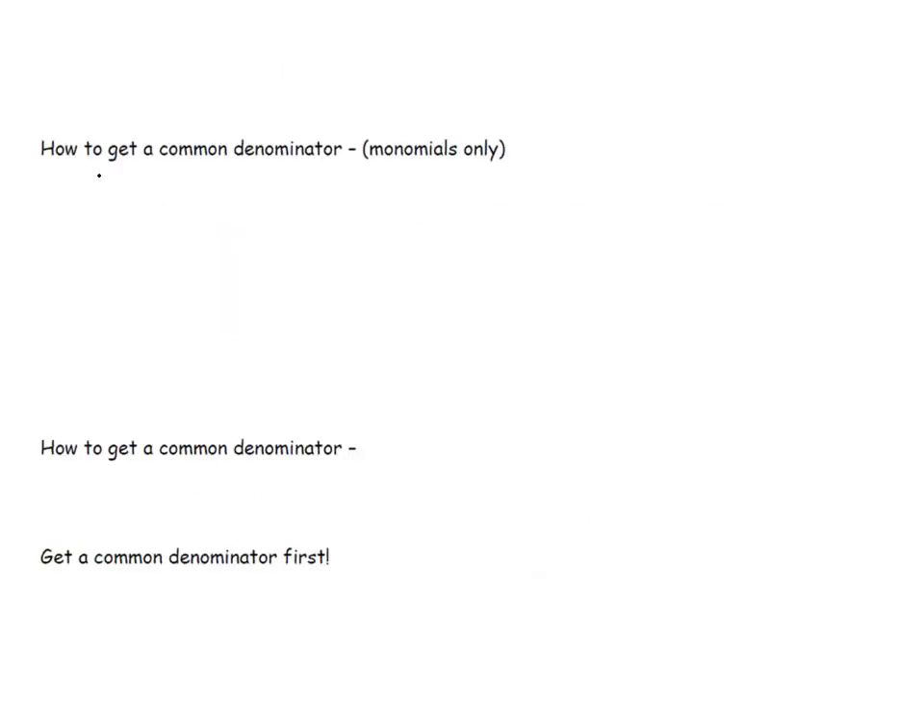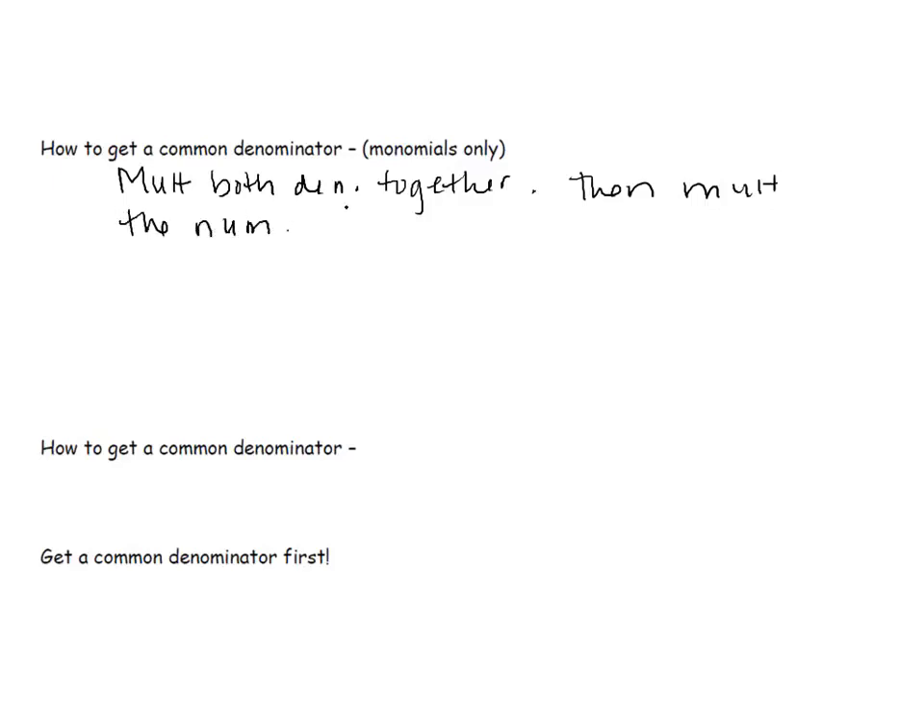Alright, so let's write that down again. If they're monomials only, we could just multiply both denominators together. And then you have to multiply the numerator by the same thing you multiply the denominator by.